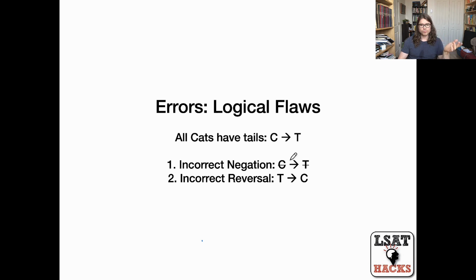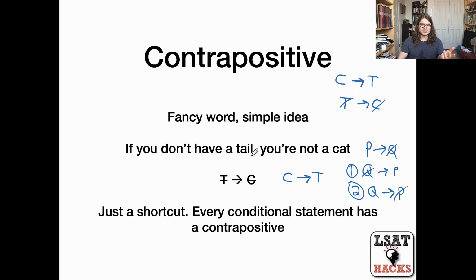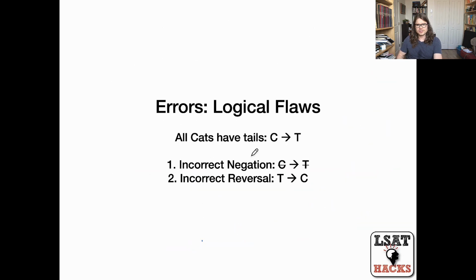Okay, so what are the errors? Incorrect negation. That's where you just negate it. So if I say that dog over there, it's not a cat, so it doesn't have a tail. And that's obviously wrong. But in less intuitive sentences, it might seem to make sense to incorrectly negate. And people do this in real life all the time.